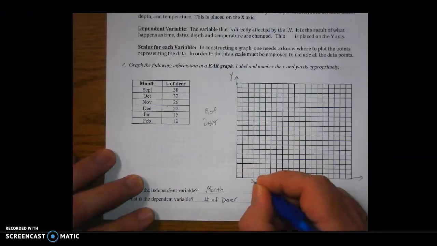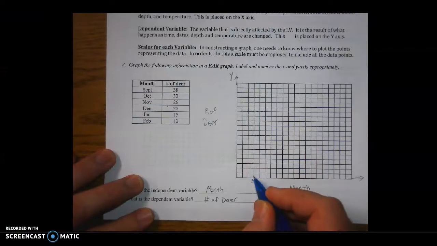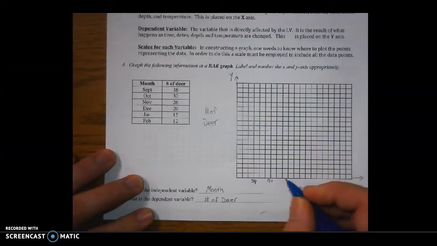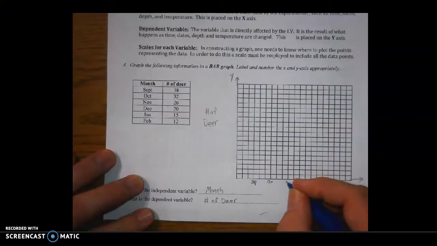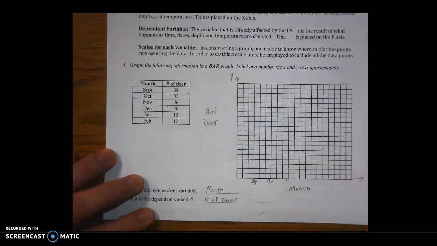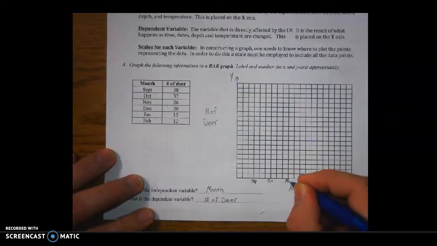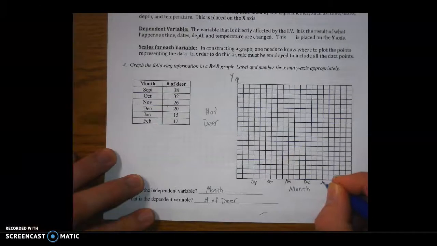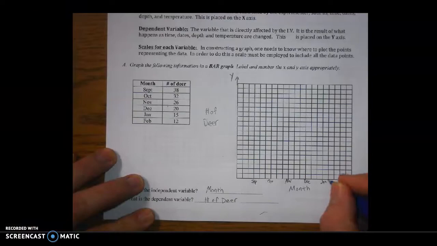So September, we got 1, 2, 3, September, 1, 2, 3, October, 2, 3, November, December, January, and 1, 2, 3, February.